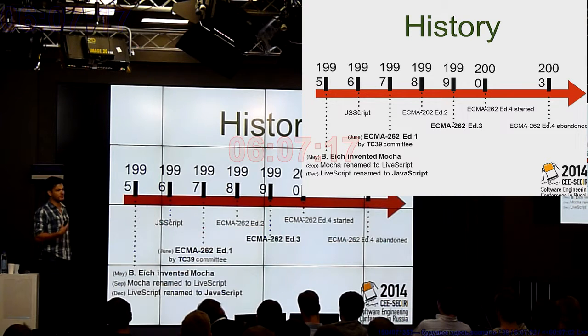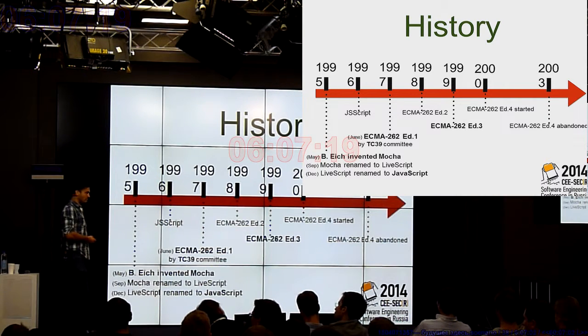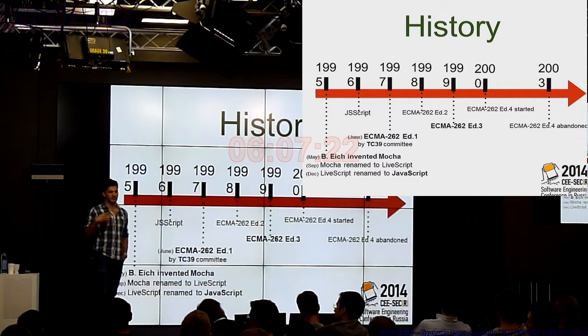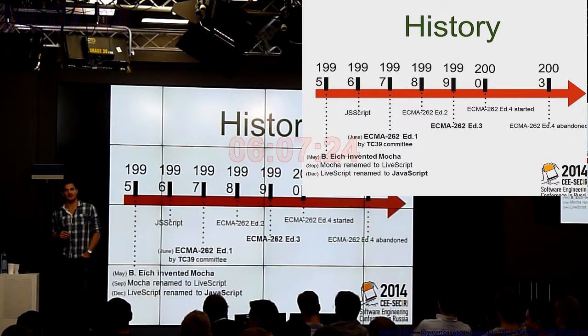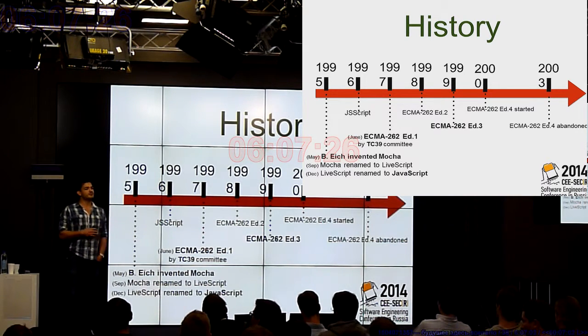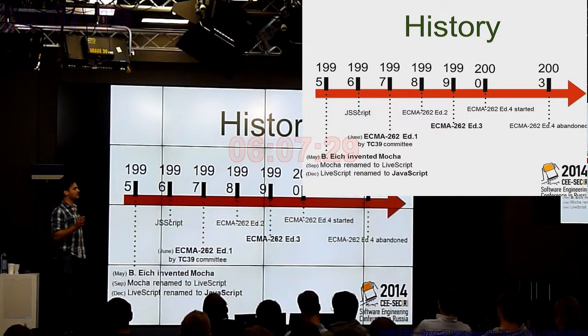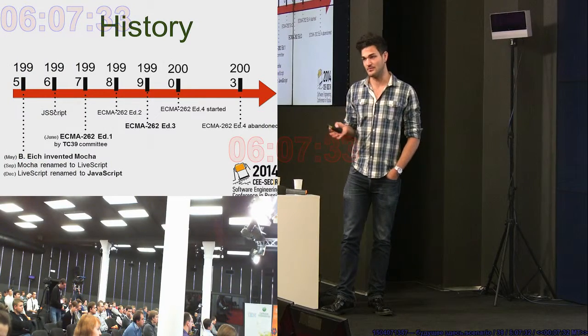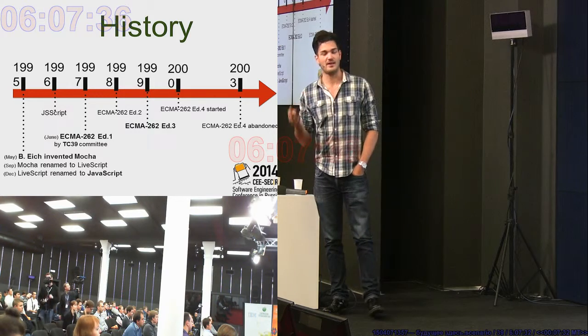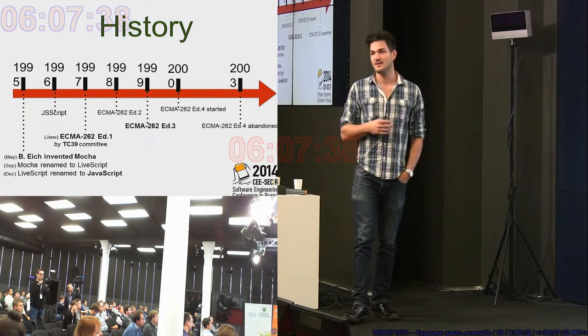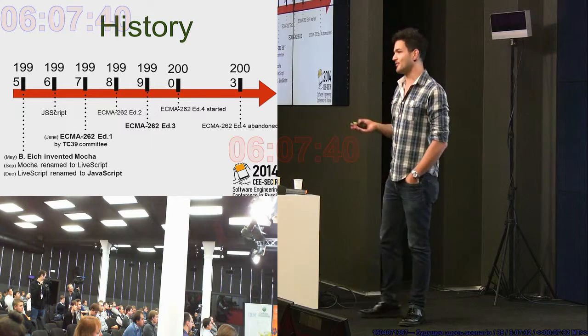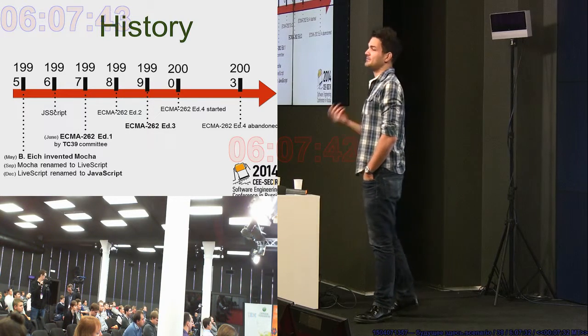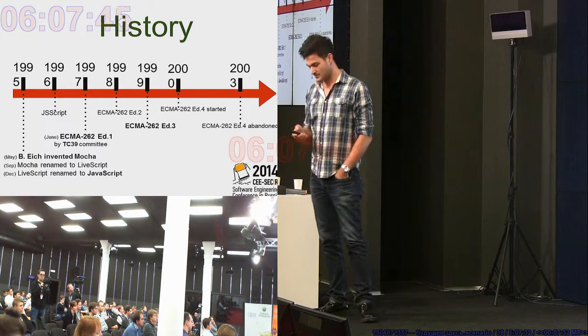In 1998, we've got the second edition, in 1999, the third edition. So it seems like every year we've got a new edition, everything seems to work fine. In 2000, we got the starting of edition 4. Edition 4 had lots of changes, lots of new features. They caused lots of discussion in the community because there were lots of blog posts saying that edition 4 was breaking the web. So what happened in 2004, this edition got abandoned.